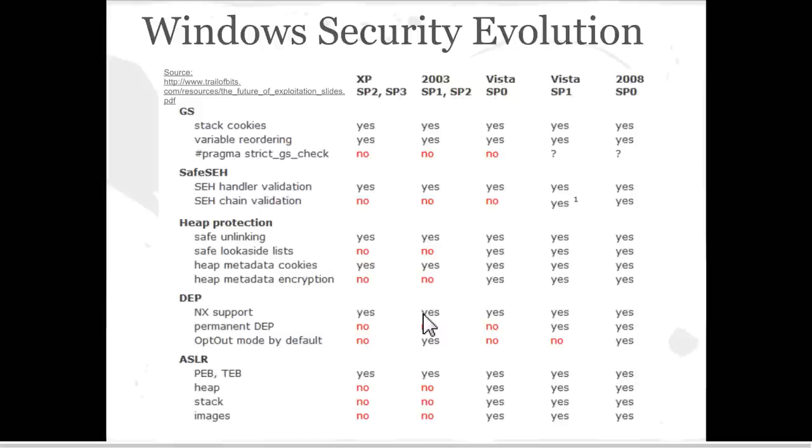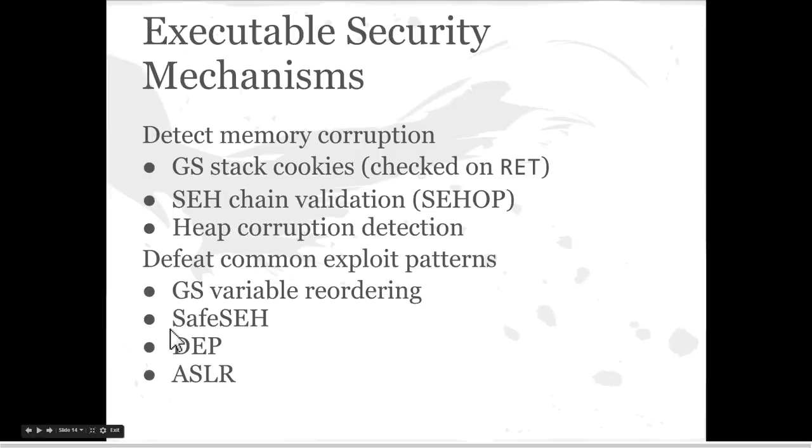And this is a nice chart about the evolution of Windows security. You guys can go through this on your own. I have the slides on the website if you want to follow along. As you see, initially with ASLR, only certain things, like the process executable block, had a random base location. The rest was all fixed location. So it didn't defeat all attacks that rely on fixed location.